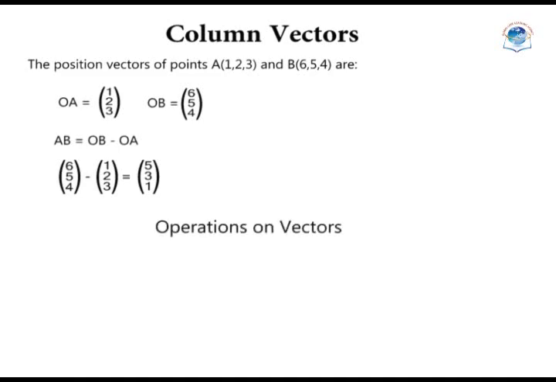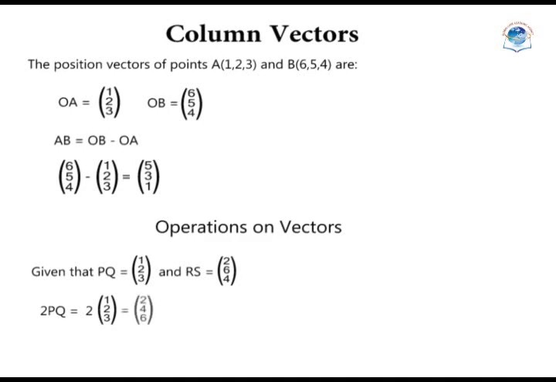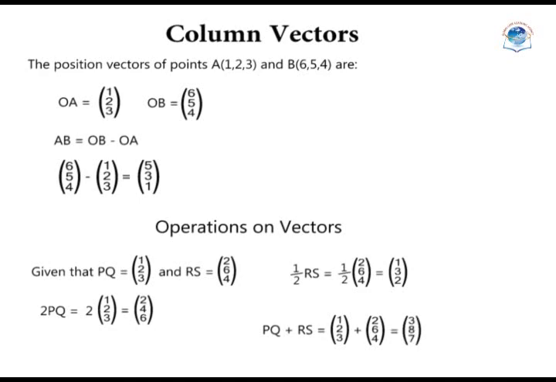Operations on vectors. Now, operations on vectors in 3 dimensions are done in the same way as in 2-dimensional vectors. And so, RS is equal to (2, 6, 4). Then 2PQ is equal to 2 times (1, 2, 3), which is equal to (2, 4, 6). A half RS is equal to a half times (2, 6, 4), and that gives us (1, 3, 2). PQ plus RS is equal to (1, 2, 3) plus (2, 6, 4), and that gives us (3, 8, 7).